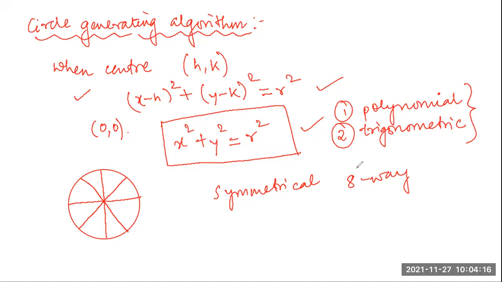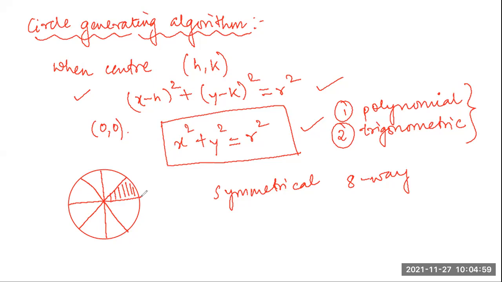So taking advantage of this concept, what does a circle generating algorithm do? Any circle generating algorithm takes advantage of this circle symmetry concept in order to plot the points. The calculation will be done for one set of coordinates, suppose for one section, and all the rest of the sections it will automatically do by itself following the 8-way symmetry.